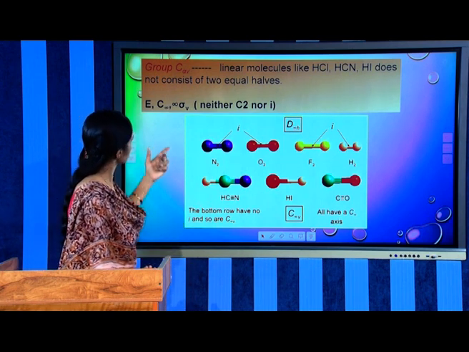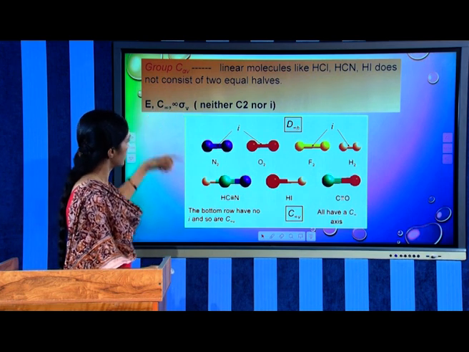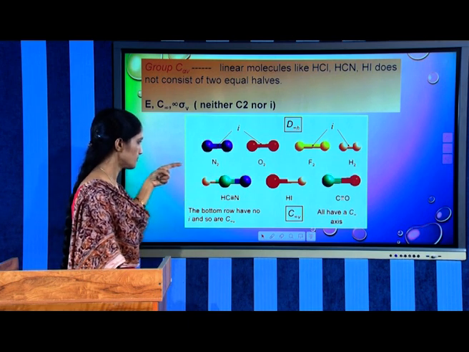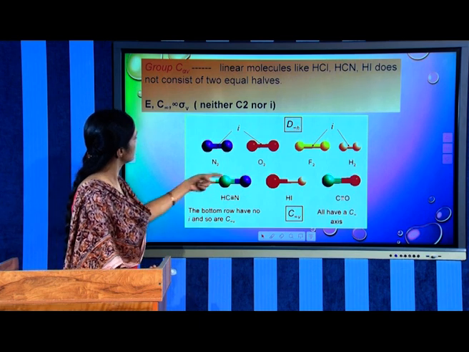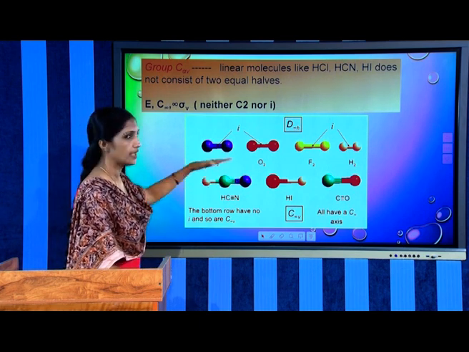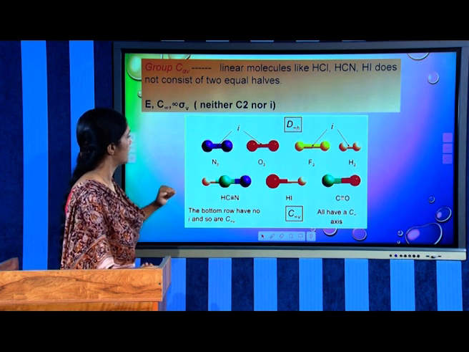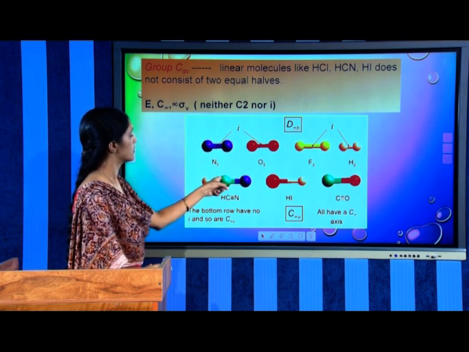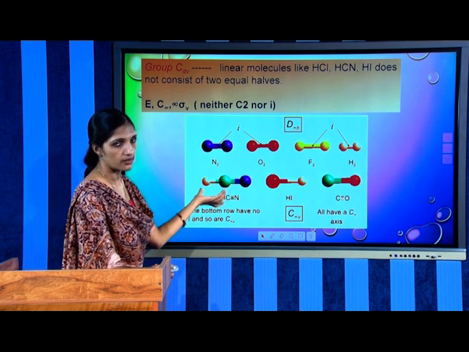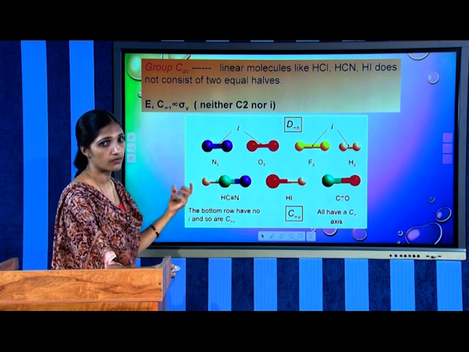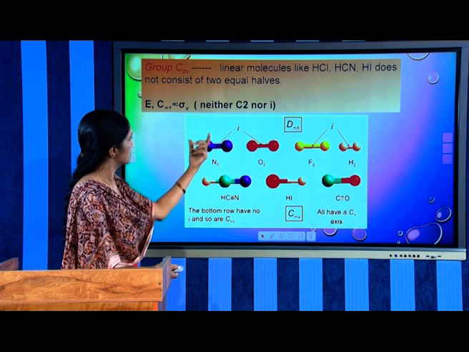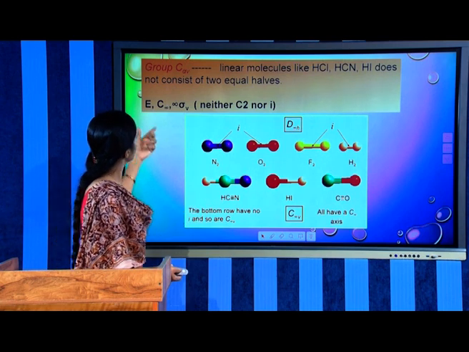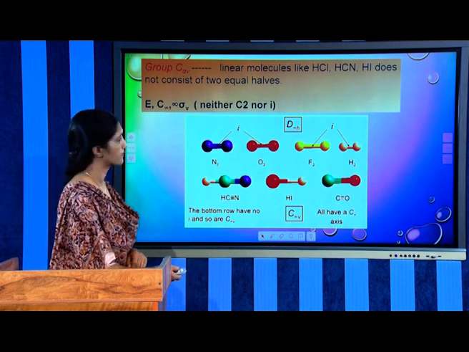So, the molecule has only which elements? E, of course, then the C infinity axis, and also infinity times sigma v's. It doesn't contain a C2 axis, that is an axis through which it can be rotated. It does not give an indistinguishable configuration upon a 180-degree rotation. So, there is no C2 and i is also not present. So, these are the types of molecules showing C infinity v.